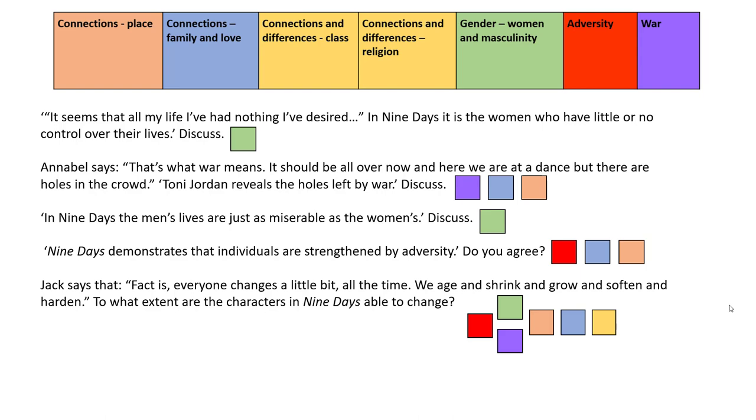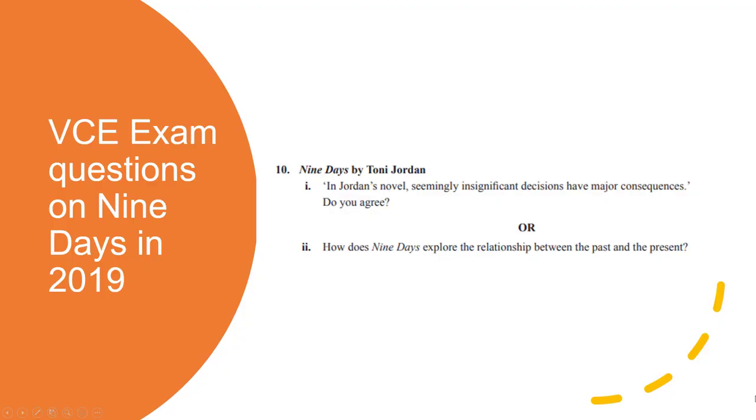So next week, we're going to be talking about essay questions a lot more. And I want to leave you with the essay questions from the 2019 exam. So 9 days was examined in the VCE for the first time last year. And here are the two questions. Number one, in Jordan's novel, seemingly insignificant decisions have major consequences. Do you agree? And the second one, how does 9 days explore the relationship between the past and the present?